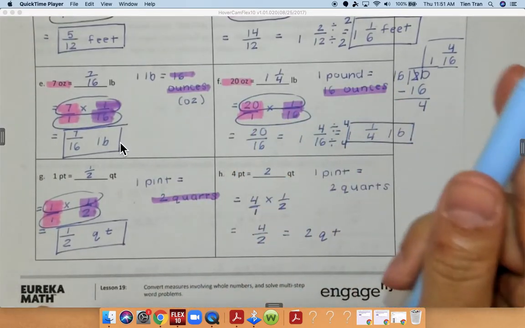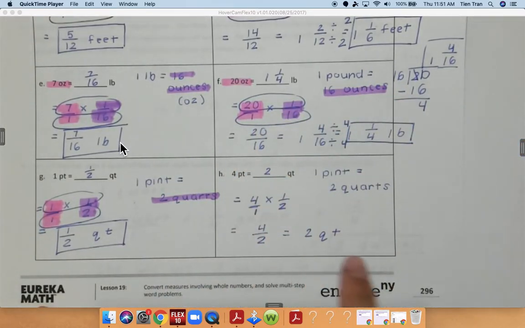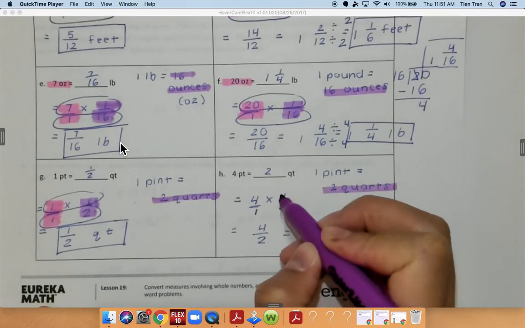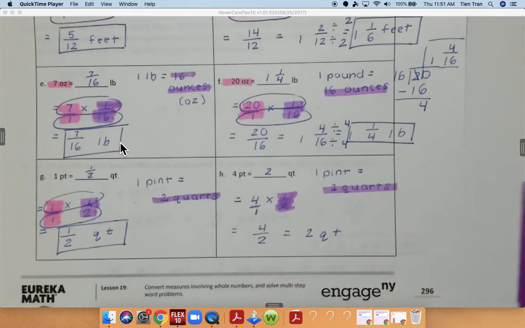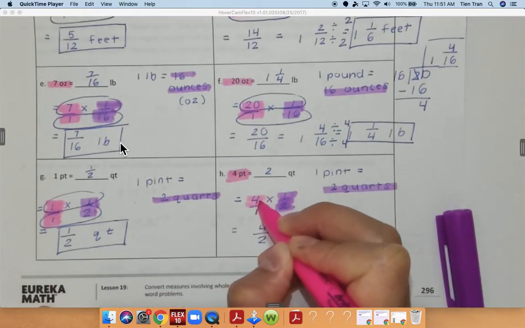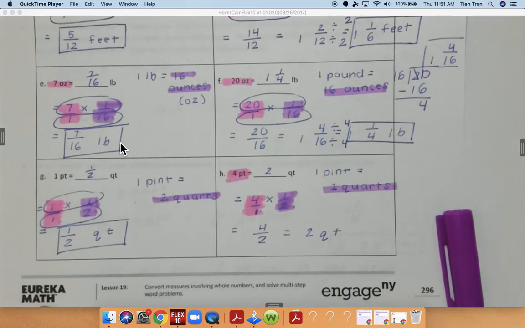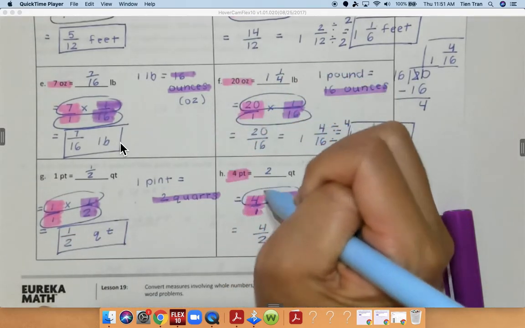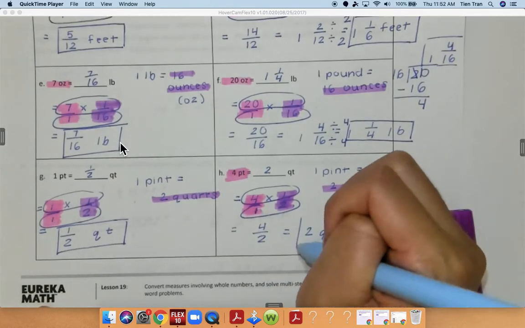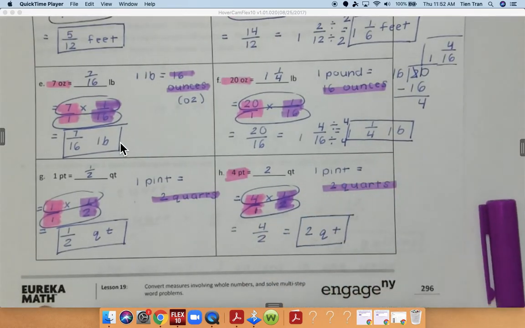Now for problem H, I'm converting from pints to quarts. I have 2 quarts right here, so I need to make sure I multiply. We have 4 pints. So I'm multiplying 1 times 4 is equal to 4, and 1 times 2 is equal to 2. So 4 divided by 2 is equal to 2 quarts.